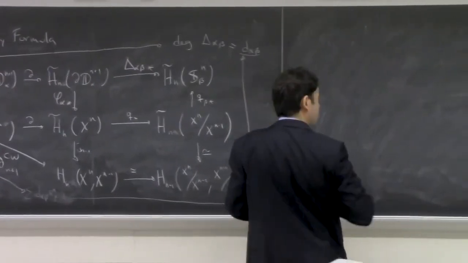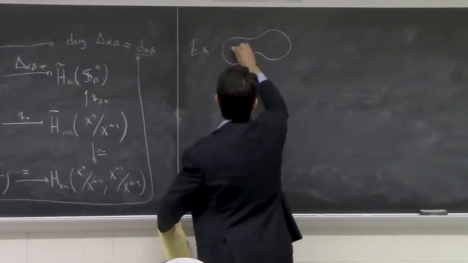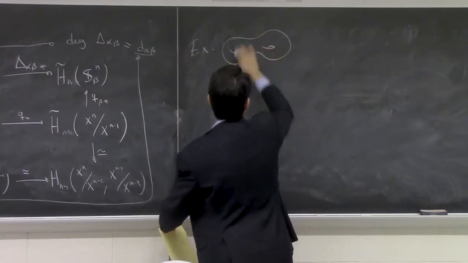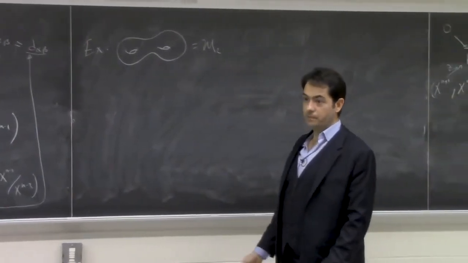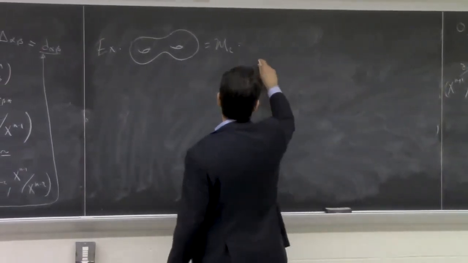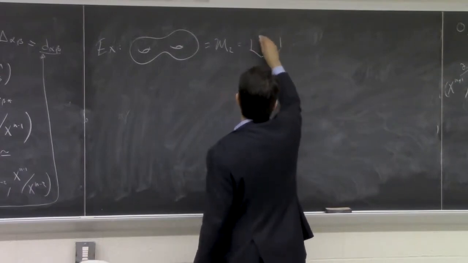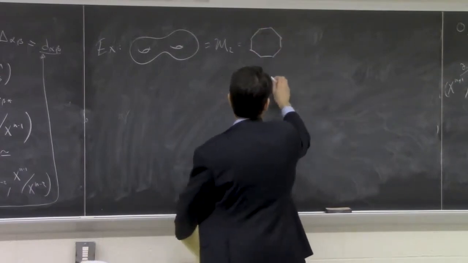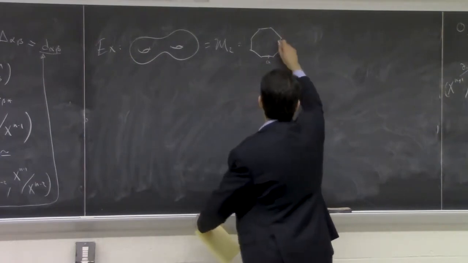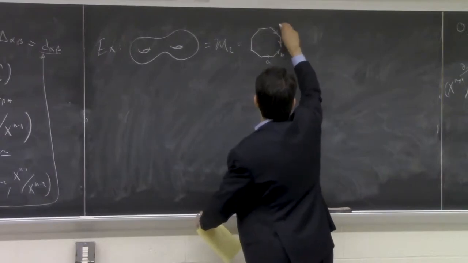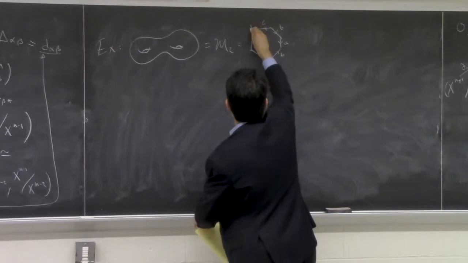OK, so let's do a two-hole torus. So we know what the identification space for this is, right? It's just an octagon, and the word around it is just the product of the commutators of AB and CD.